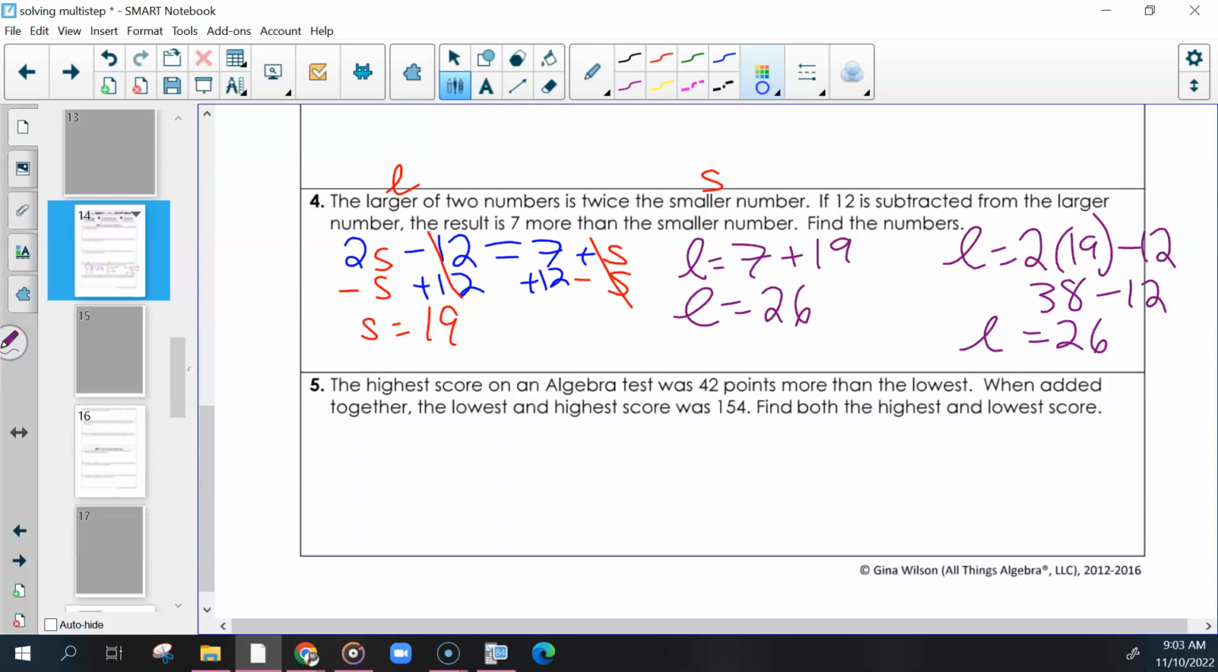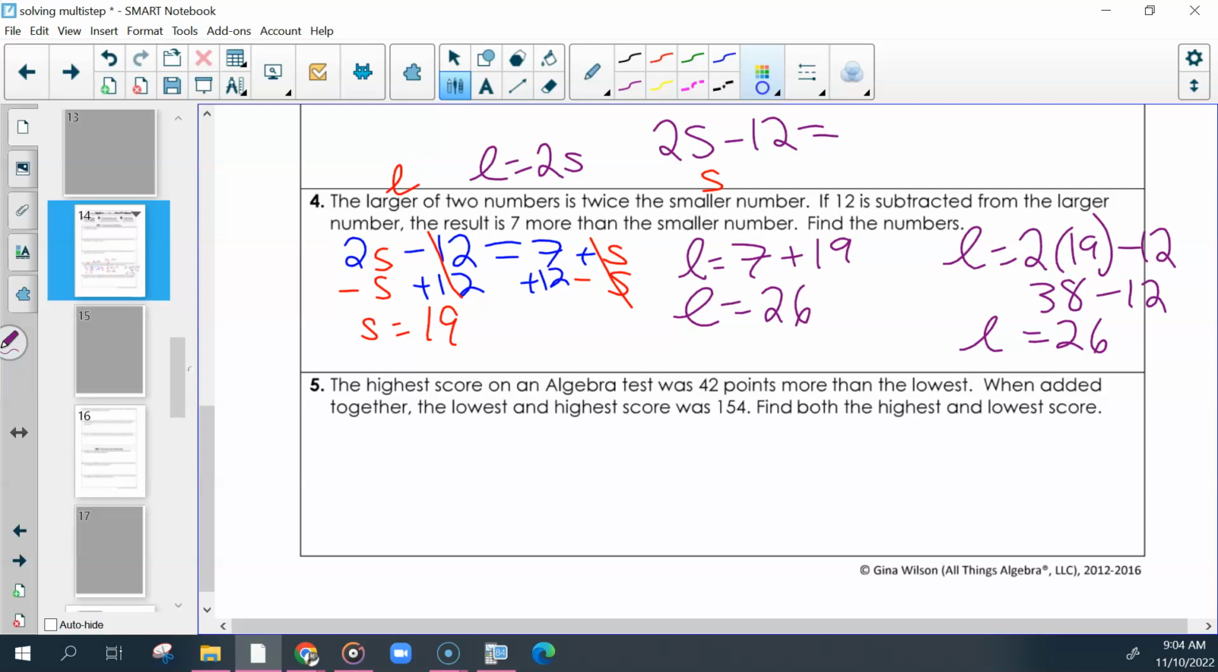The larger of 2 numbers is twice the small number. I may have written it down wrong. The larger of 2 numbers is twice the small number. So L equals 2S. And then 12 is subtracted from the larger number. So this is the larger number. Subtracted 12. The result is 7 more than the small number.